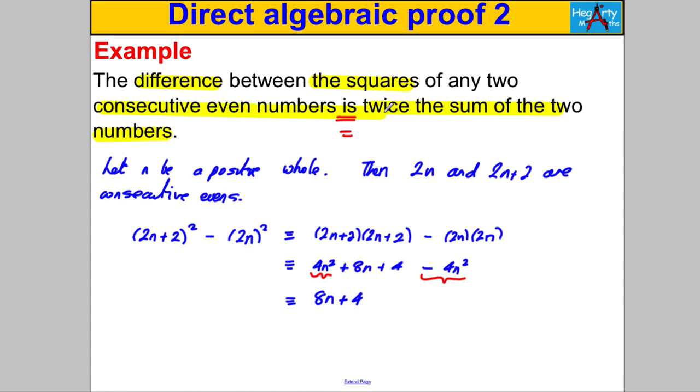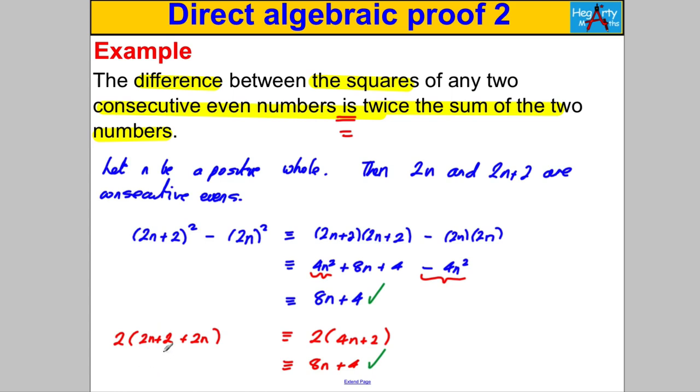Let's, in a different color, work out twice the sum of the two numbers. So let's separately do twice the sum of the two numbers. So here's one number, 2n add 2, add 2n. And let's work that out. So that's 2 times 4n add 2. And if we multiply out that bracket, we get 8n add 4. Oh look, that is the same as that, and therefore we have proved what we wanted to.